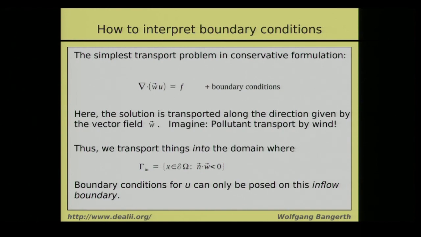Whereas where wind flows out of Texas, let's say into Oklahoma to the north, I cannot pose boundary conditions for the pollutant concentration in these places, because that doesn't make any sense, right? Boundary conditions influence the solution in the interior of the domain, and clearly in places where the wind flows out of my domain, what value the concentration would have on the boundary cannot possibly have any effect upstream where the wind came from.